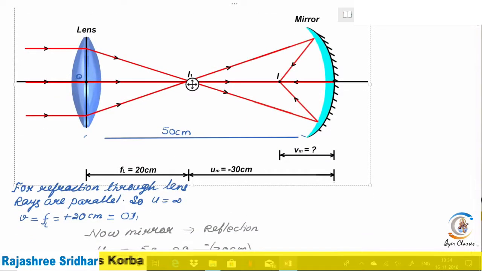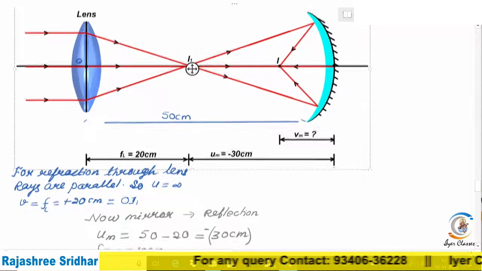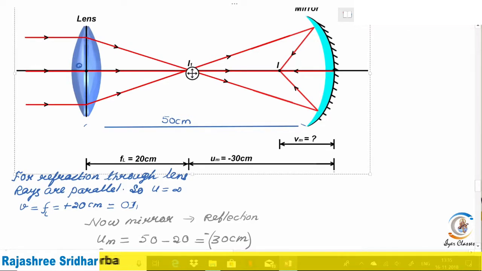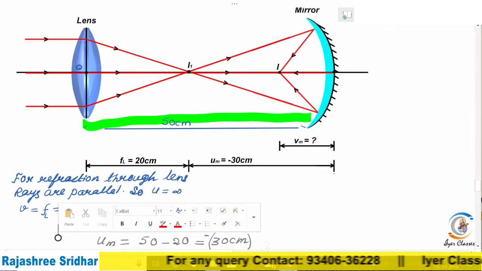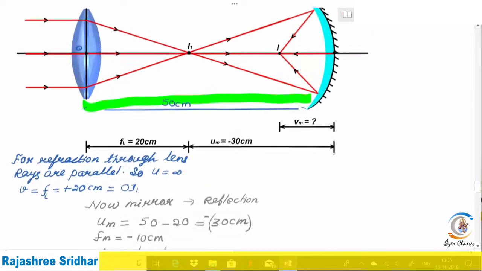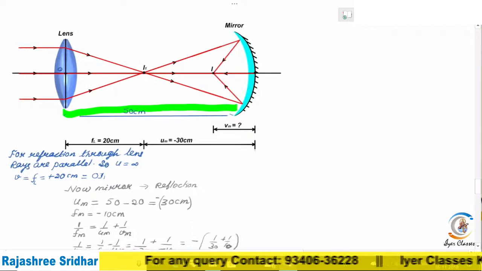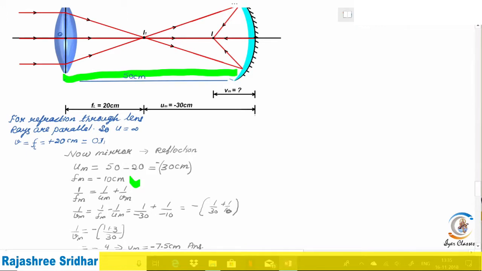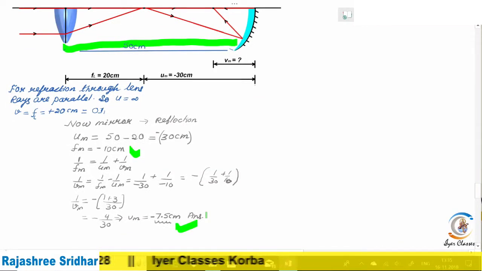Now we know that the reflection has to take place from the mirror, right? For the mirror, the object distance, that is the distance between the lens and the mirror, is given as 50 centimeter. So u for the mirror is 50 minus 20, which is equal to minus 30 centimeter, right? We are given that the focal length of the mirror is 10 centimeters. Substituting the values in the mirror formula, 1/f = 1/u1 + 1/vm, we calculated the value of vm to be minus 7.5 centimeter, right?